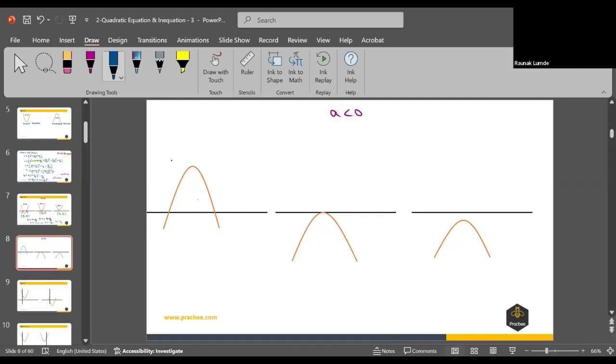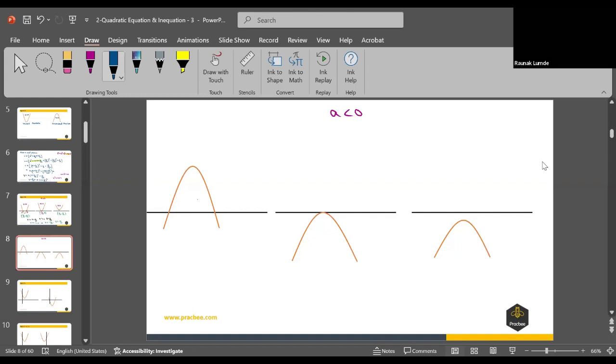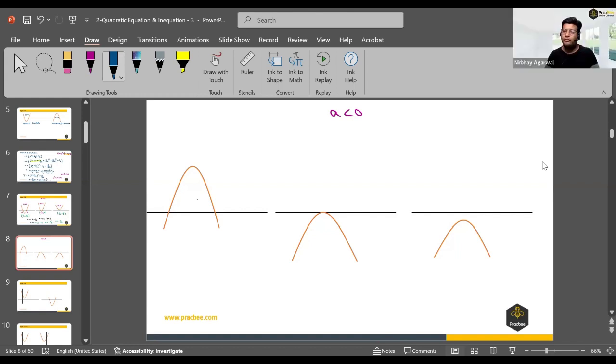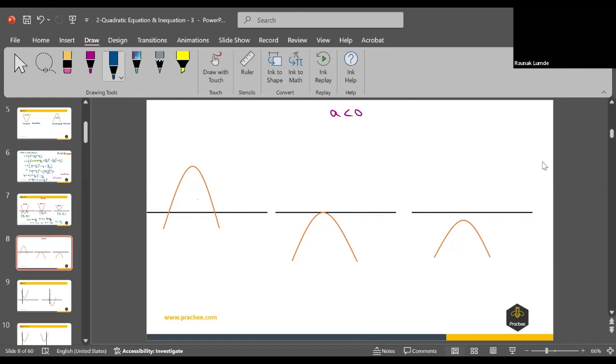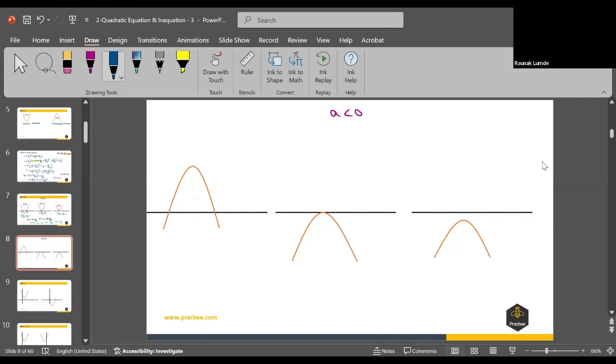1 minute, sir. If it's an upward parabola, meaning... This is a downward parabola, not upward. Oh, sorry. So then, if it's downward, shouldn't it be less than 0? Upward or downward, who decides? A decides, no? So a should be less than 0.